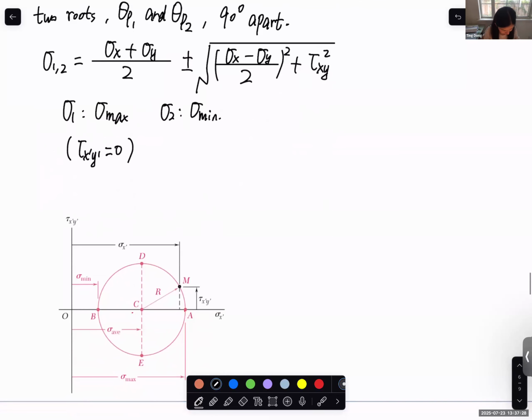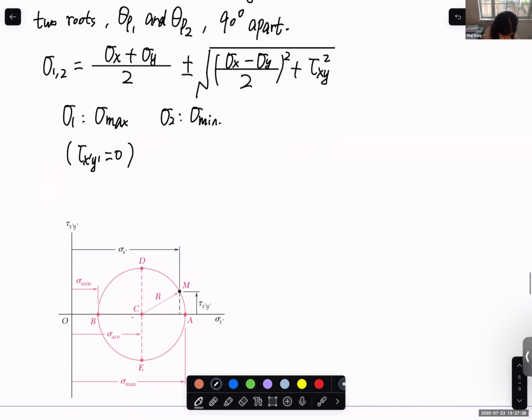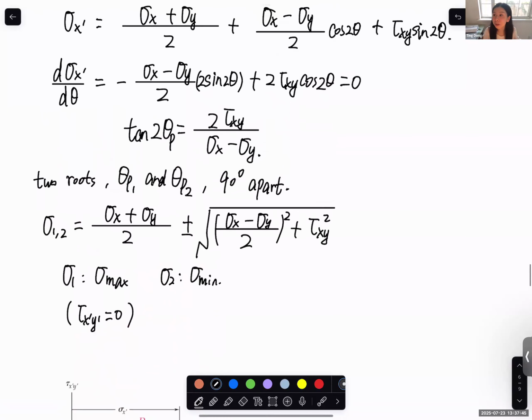This is a, wait. I put the wrong graph here. I'll put the correct graph back in the next class.